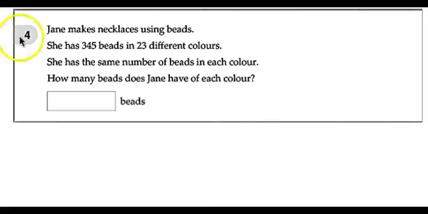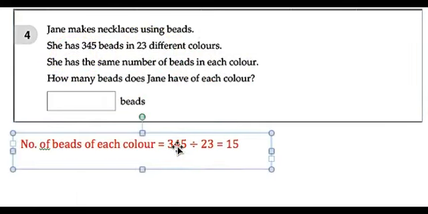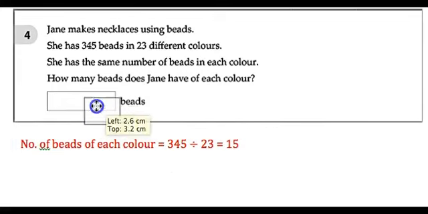Okay, question 4. Jane makes necklaces using beads, and she has 345 beads in 23 different colours. She has the same number of beads in each colour, so how many beads does she have of each colour? So there are 23 different colours and the same number of beads of each colour, so we see how many 23s go into 345. So the number of beads of each colour will be 345 divided by 23, which is 15 beads of each colour. You can see 15 beads there.